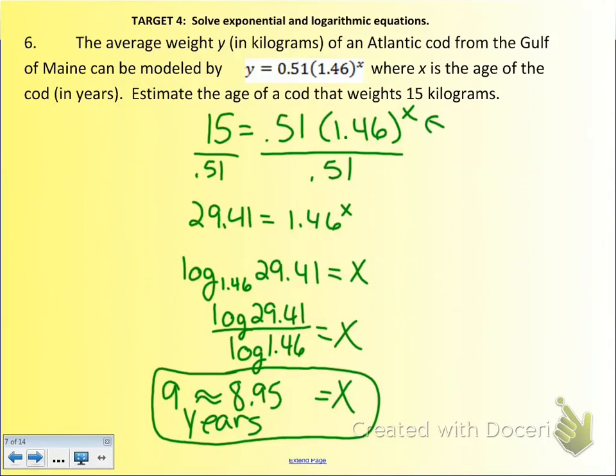15 divided by 0.51 is 29.41. Now that equals 1.46^x. We don't know how to do anything like that in that form, so we're going to turn it into logarithmic form. So the log base 1.46 of 29.41 equals x. Again, I cannot do that in my head, so we're going to use our old friend, the change of base theorem. So log of 29.41 divided by log of 1.46, plug it in your calculator, and you get approximately 9 years for that cod that weighs 15 kilograms.